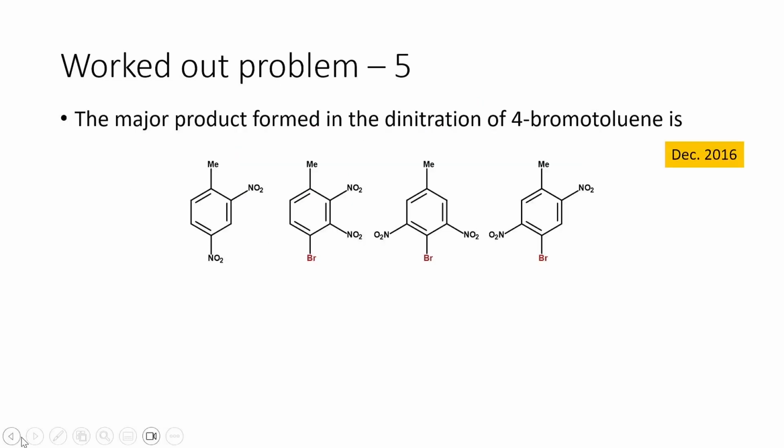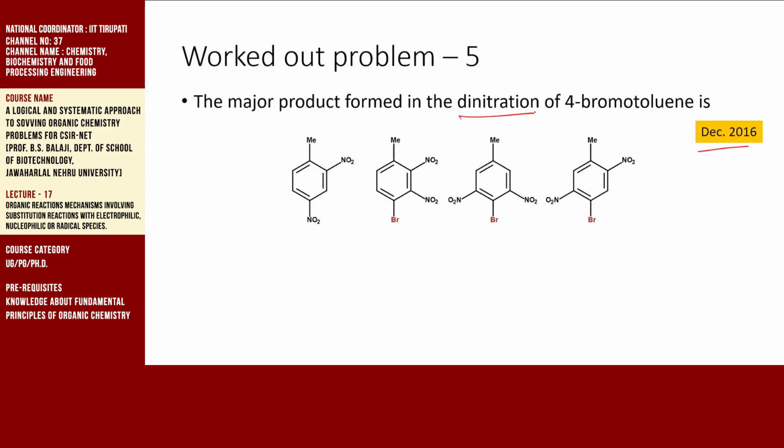So let us move on to the next problem. This problem appeared in December 2016. Here, the major product formed in the dinitration of 4-bromotoluene is. So the 4-bromotoluene is nitrated, but not mononitration, it is a dinitration. So we have to find out what is going to be the product.